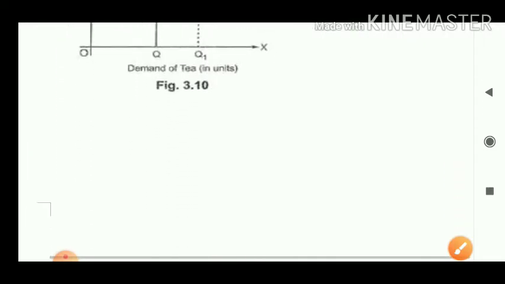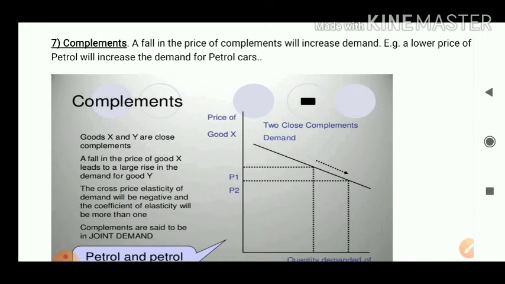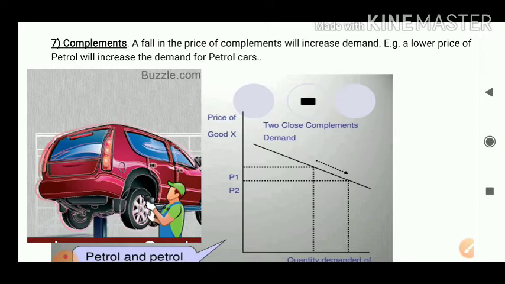The next is complementary goods. Complementary goods means goods which are used together, which are demanded together, or which have to be used together only, like for example, car and petrol.